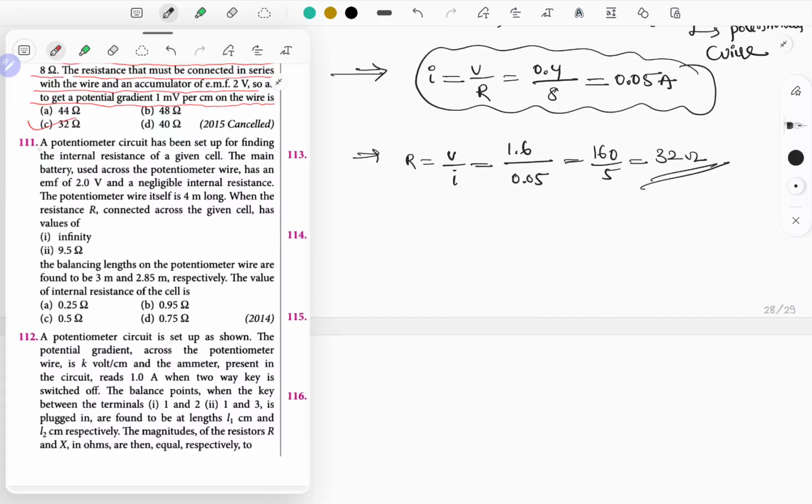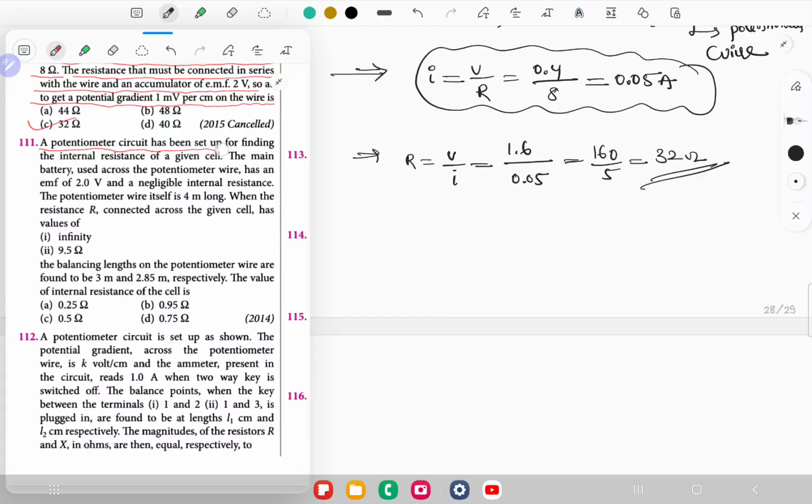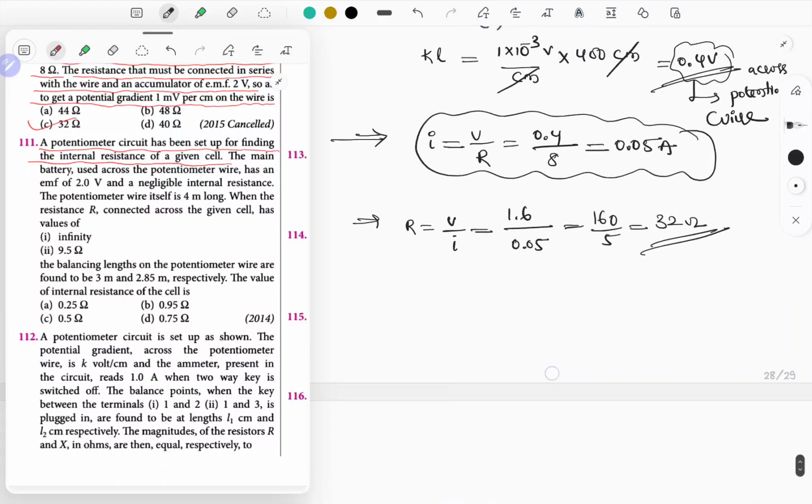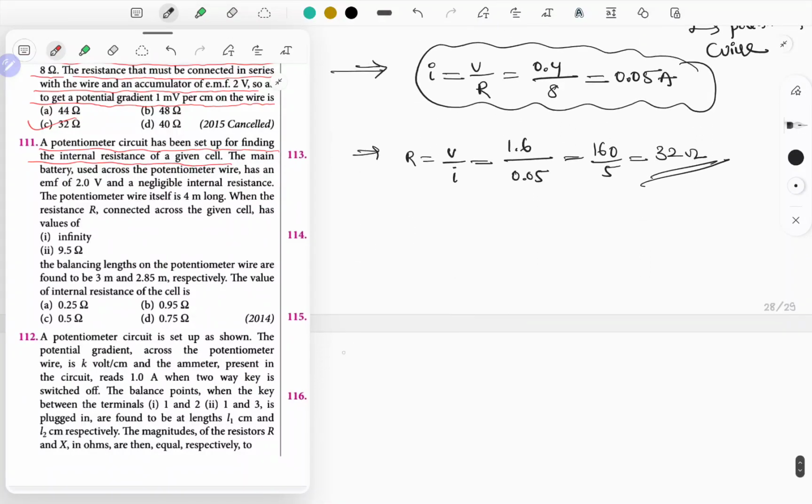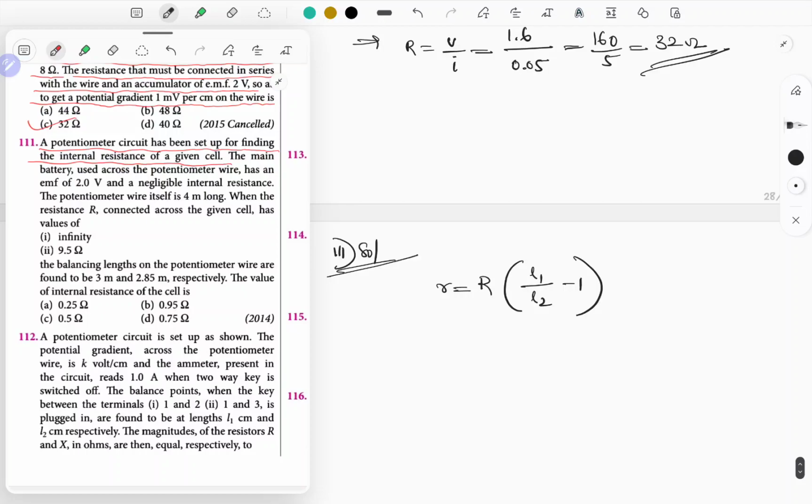Let's solve question number 111. A potentiometer circuit has been set up for finding the internal resistance of a given cell. What's the formula for internal resistance of a given cell? This is the last case of potentiometer wire uses. That is, r is equal to capital R into (L1 divided by L2 minus 1). This is the formula, right? We can use this formula directly to find out the answer here.